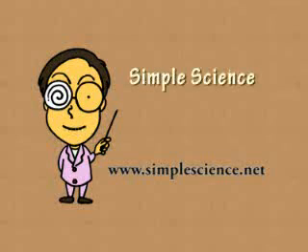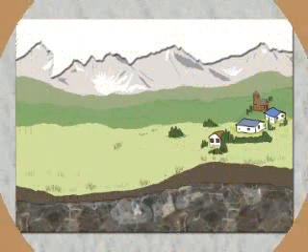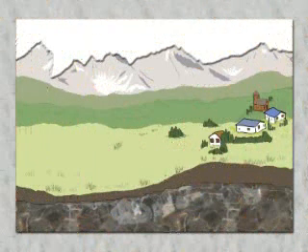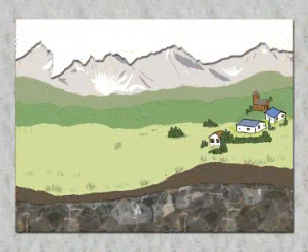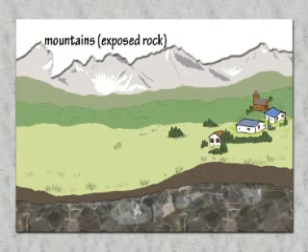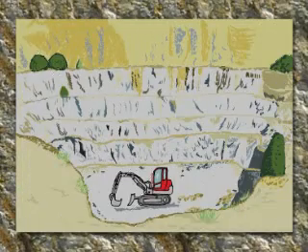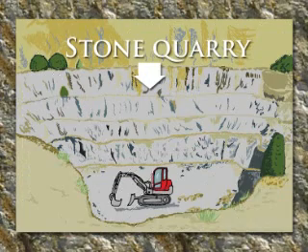Simple science. What are rocks and soil? Rock is the naturally occurring material that lies beneath all surfaces around us. Sometimes you can see the rock when it is exposed on mountains and cliffs, but more often it is hidden below the surface of fields in the countryside and streets in towns. However, if you dig down deep enough, for example in a quarry, eventually you will reach rock.